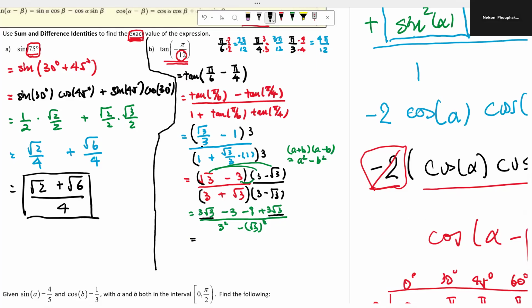3 root 3 plus 3 root 3 is 6 root 3, minus 12, from 3 plus negative 3 minus 9. And this one will be 9 minus 3. Then, of course, we could factor the 6. I have root 3 minus 2 divided by 6. So therefore, my answer will be root 3 minus 2.